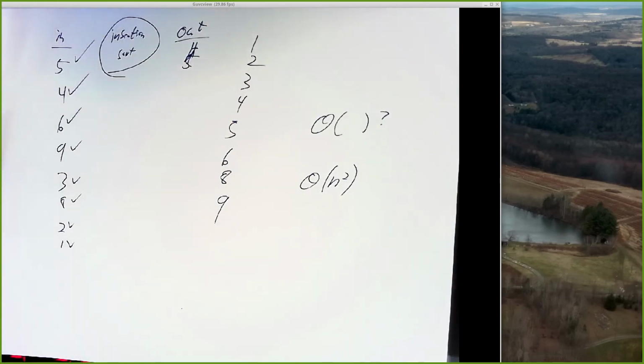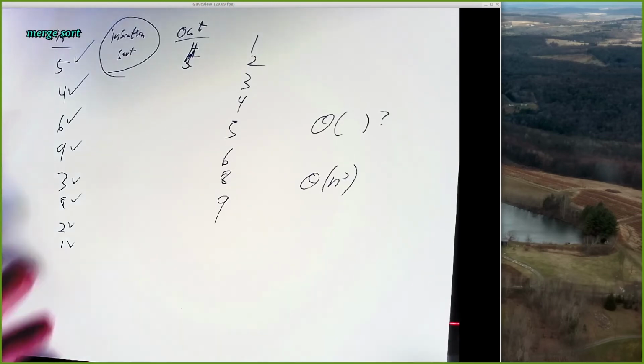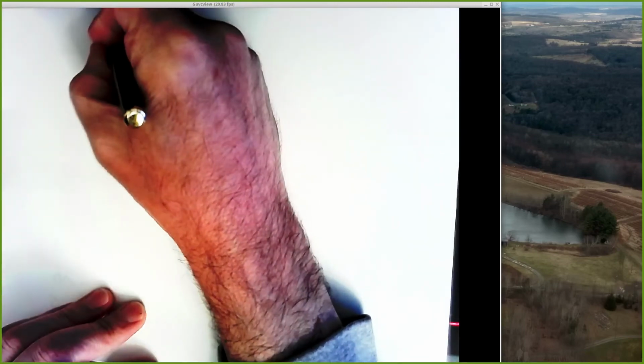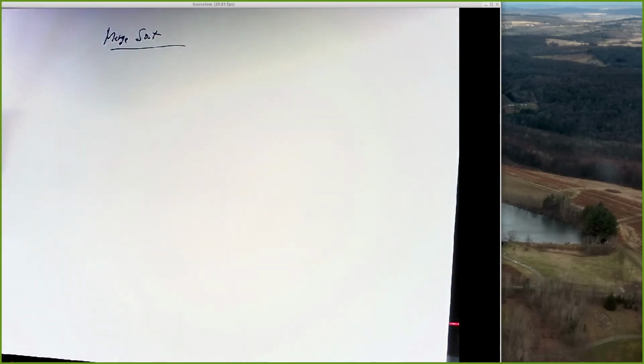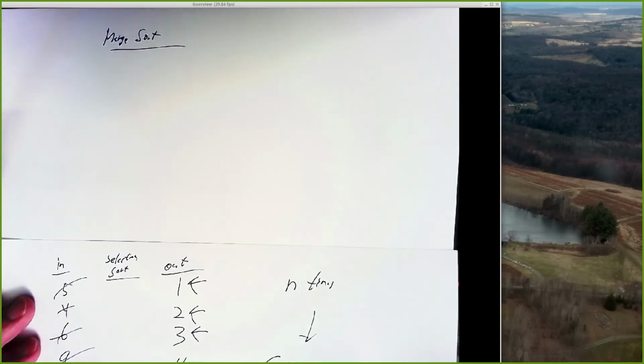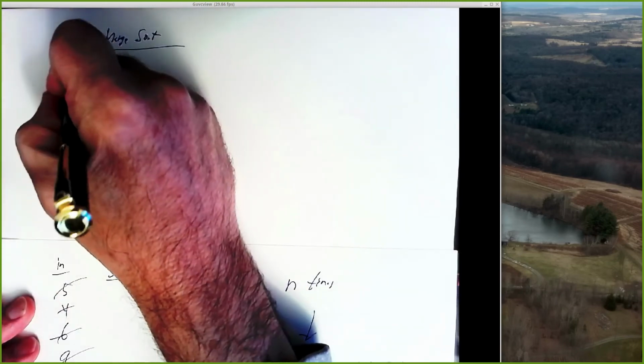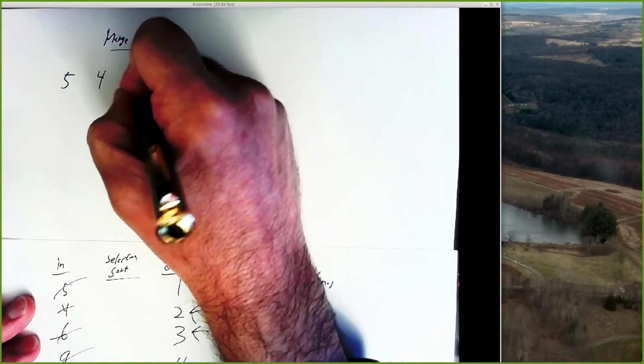And so let's look at a better sort. This is called a merge sort. And merge sort is a really fun way to sort data. So for no particular reason, I'll stick with my running list of numbers.